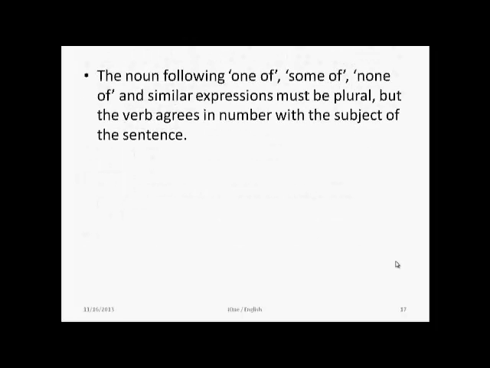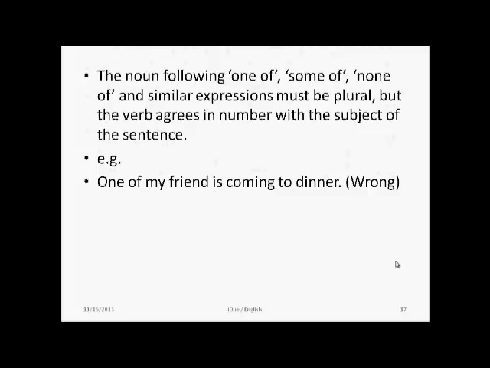The noun following one of, some of, none of, and similar expressions must be plural, but the verb agrees in number with the subject of the sentence. For example, one of my friend is coming to dinner is wrong, because when we say one of, we say one item out of many. So the correct form would be one of my friends is coming to dinner.